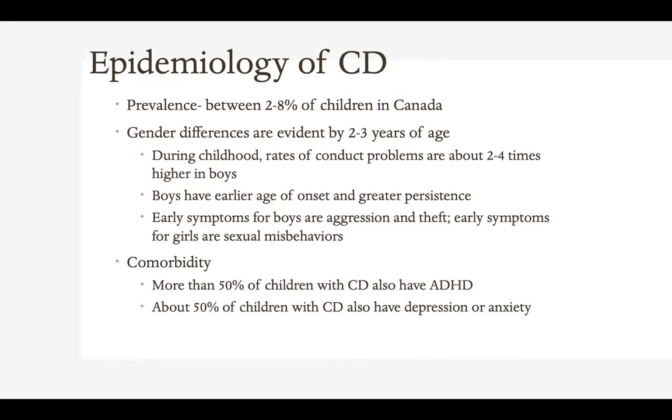So more children have oppositional defiant disorder than conduct disorder, but again, by adolescence, it is equal. In terms of gender differences, we see this evident by about 2 to 3 years of age, where boys tend to have an earlier age of onset and greater persistence. So they're more aggressive and it lasts longer compared to girls. During childhood, rates of conduct problems are about 2 to 4 times higher in boys. They are earlier. And again, they might have more of those overt aggressive behaviors, theft, and so on. And girls might have those early symptoms of sexual misbehaviors.